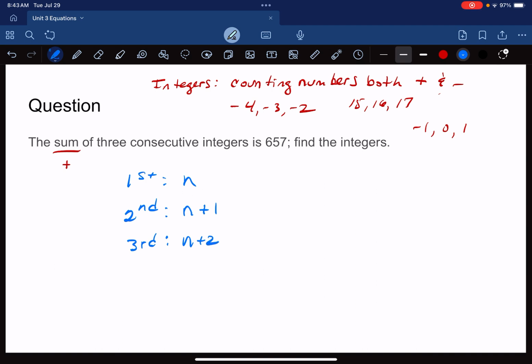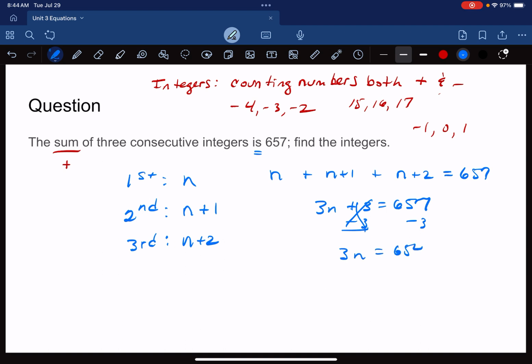And what I know is that if I add those together, because that's what sum means, they equal 657. So there are 3 n's there, so n plus n plus n is 3n, and 1 plus 2 is 3, and they equal 657, so I'll subtract my 3, get that away from this side. That's 654, and then I'll divide 654 by 3, and I get 218.